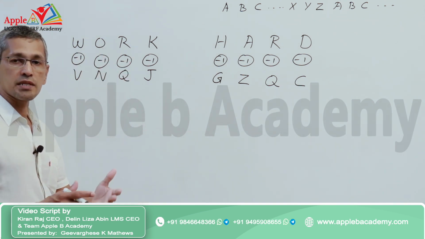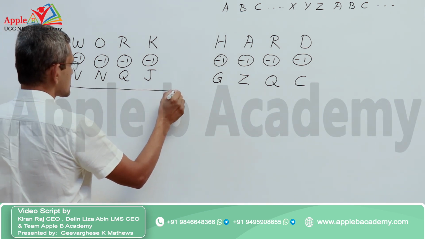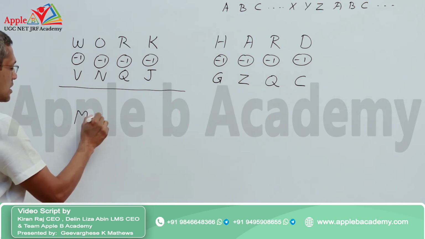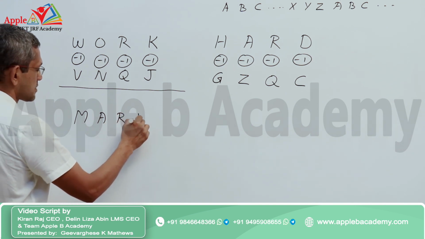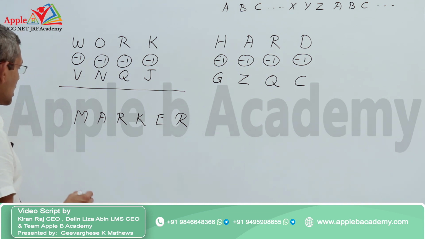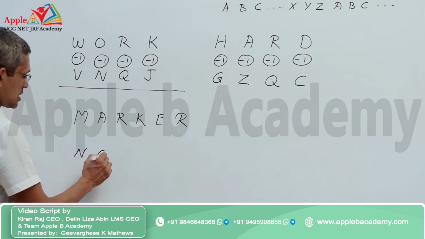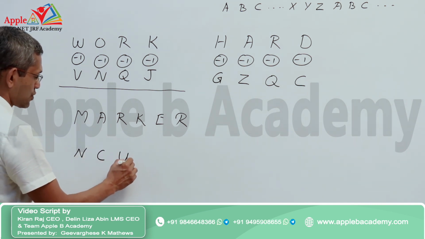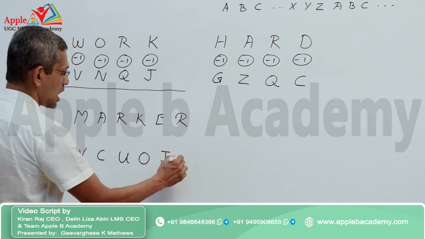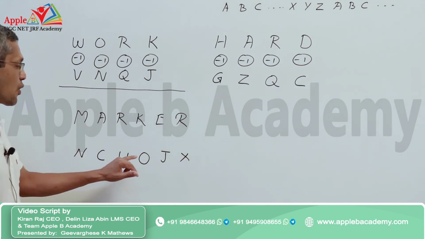Well, in some of the questions, the pattern may be totally different. So we'll take another example. Marker. So marker is coded as N, C, U, O, J, and X. So marker is coded as N, C, U, O, J, X.